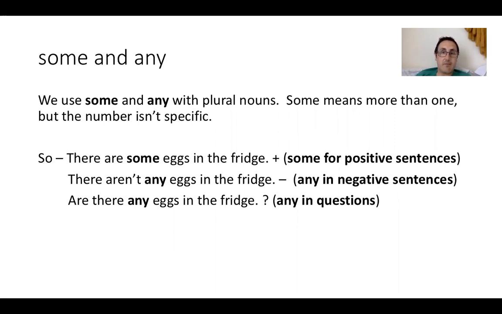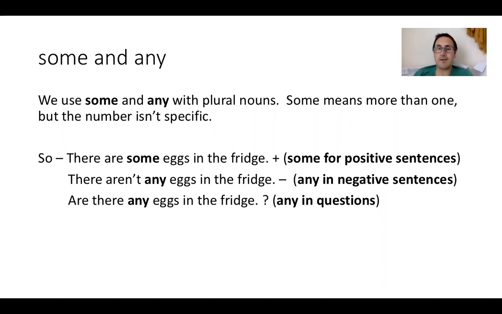Now, there aren't any eggs in the fridge. Are not is negative in this case, like the minus. So we use any in negative sentences. So basically you use some with plurals to say more than one, okay? In positive sentences, of course. You use any with negatives. In this case, there aren't, are not any eggs. And also, are there any eggs in the fridge? Again, you use any with plurals to ask questions.